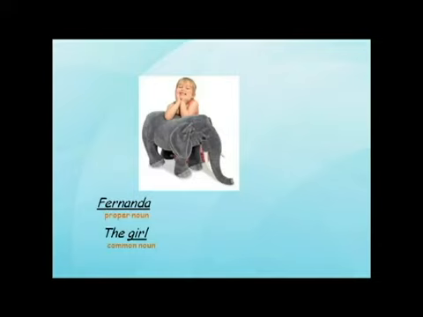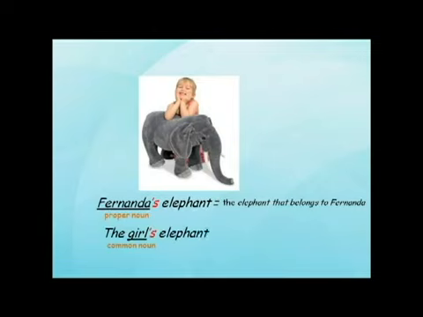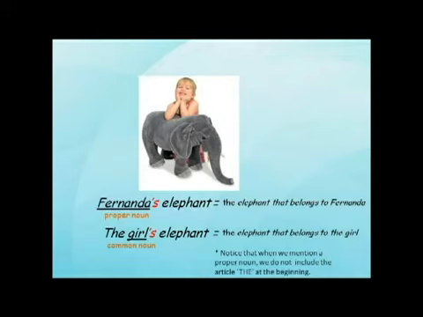Something important to point out: when we have a proper noun and a common noun, the structure is going to be different. Look. This is to say the elephant that belongs to Fernanda. Fernanda's elephant. Now, the elephant that belongs to the girl: the girl's elephant. Notice that when we mention a proper noun, we do not include the article the at the beginning. So, the Fernanda's elephant is incorrect.